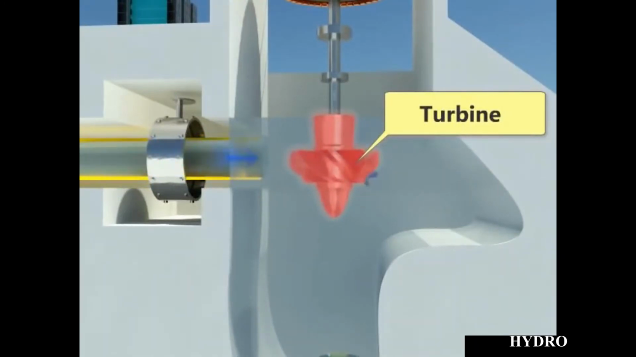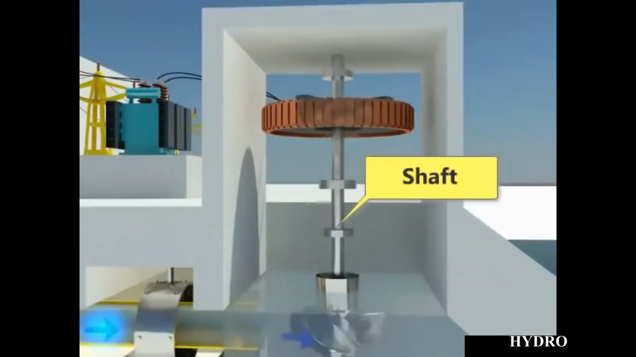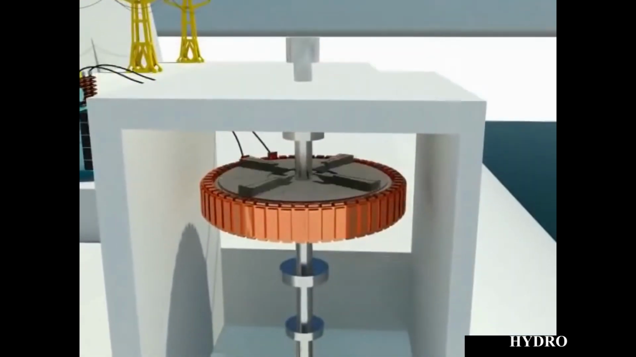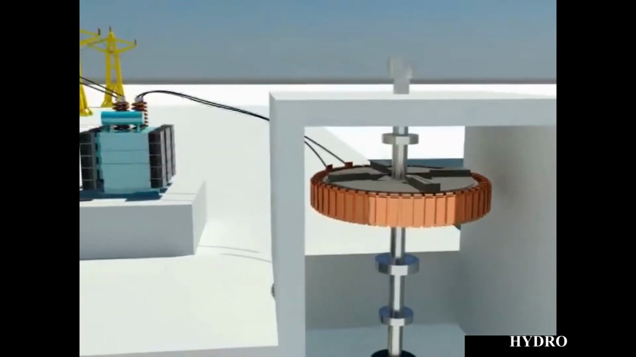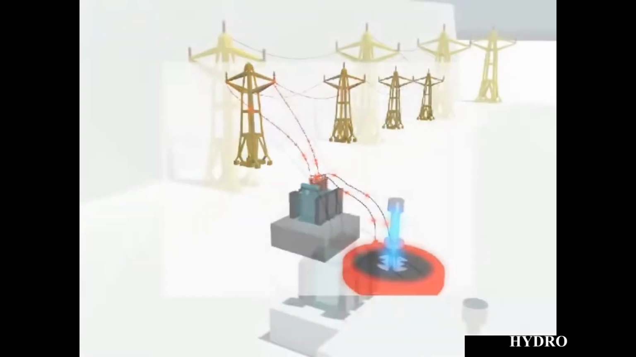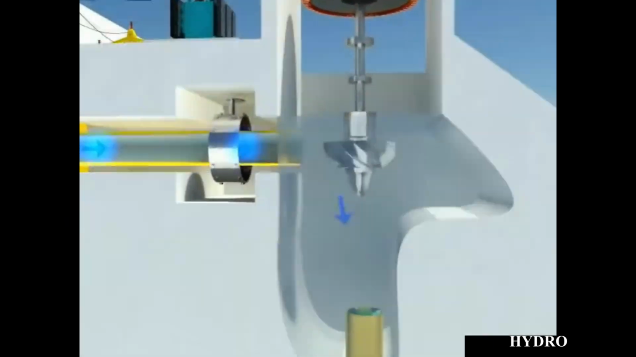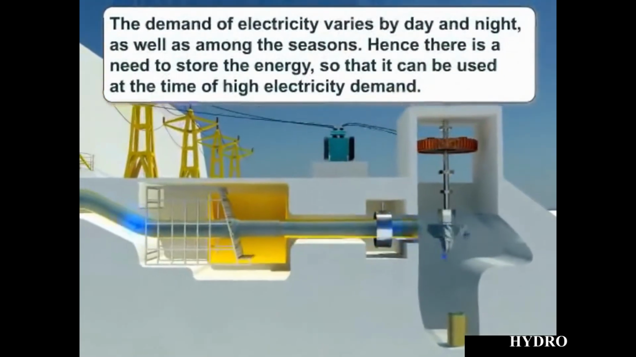Due to the force of water, the turbine starts rotating, due to which mechanical energy is produced. The shaft from the turbine is connected to the generator. Therefore, the generator produces electricity. The voltage of this electricity is raised using a transformer and is transferred by the distribution lines. After running the turbine, the water is passed to the downstream water level by the draft tube.